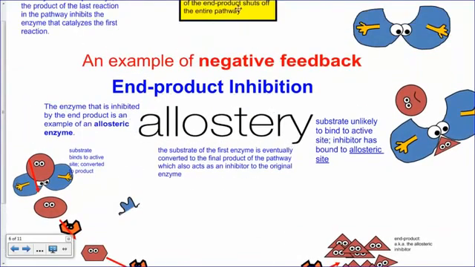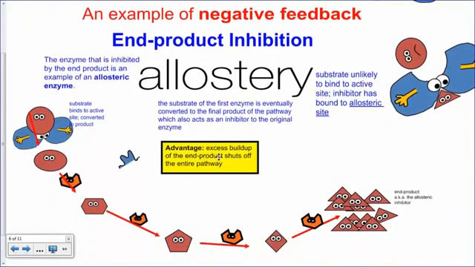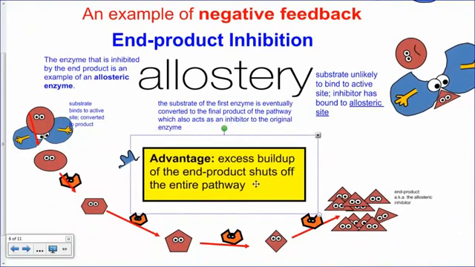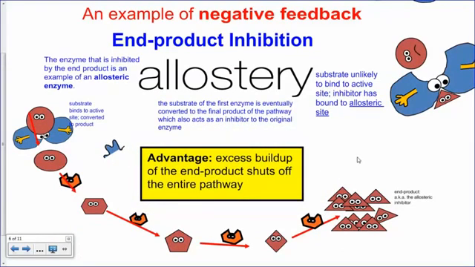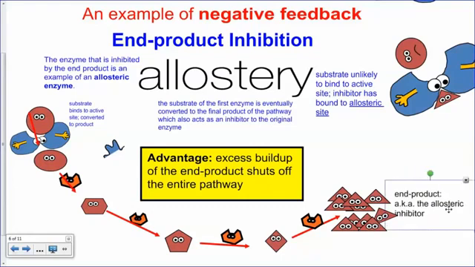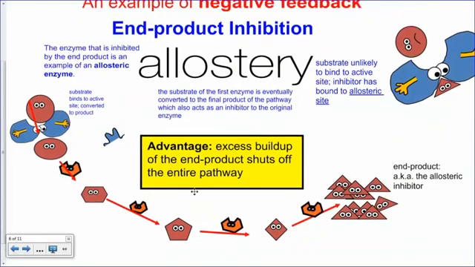So at the end of this entire thing, just make sure you're using the vocabulary correctly. The advantage is that excess buildup of the end product ends up shutting off the entire pathway. So we call this an allosteric enzyme. This is an end product that acts like an inhibitor, so we call it the allosteric inhibitor. Overall, you can say this is called allostery, but it's an example of non-competitive inhibition. It's a specific example of non-competitive inhibition. And I think that's really all that you need to know.